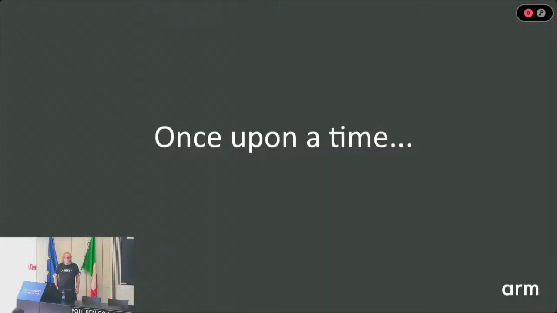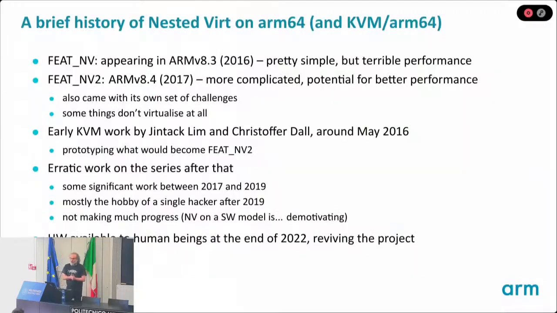So, once upon a time, a long time ago, someone invented nested virt on ARM, and the first version, although it was very simple and really nice, it was a real disaster performance-wise. Really didn't work. About a year later, we got NV2, NV again, really more complicated, but really with a potential for much better performance. Came with its own set of problems. Including some things that do not virtualize at all, but okay.